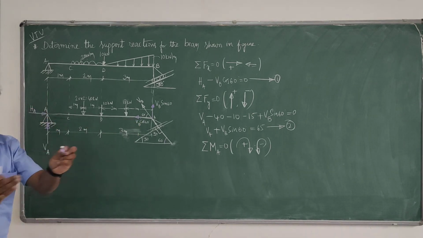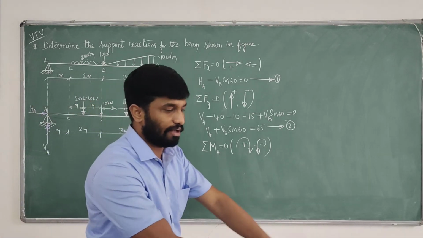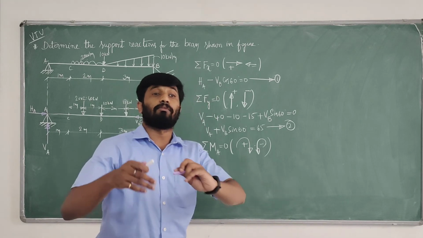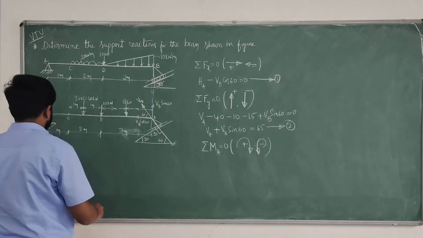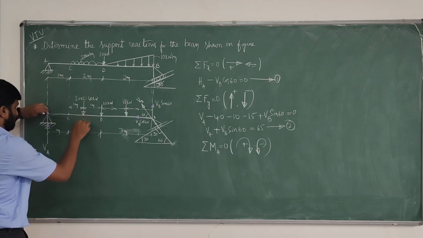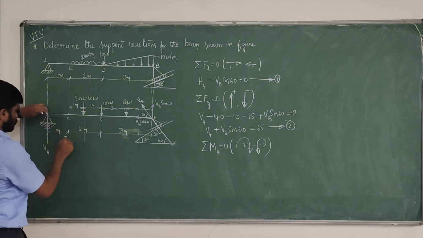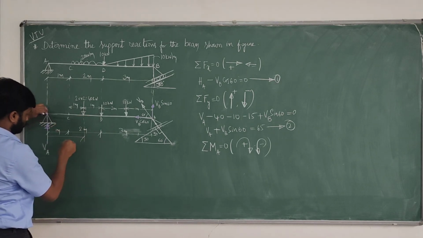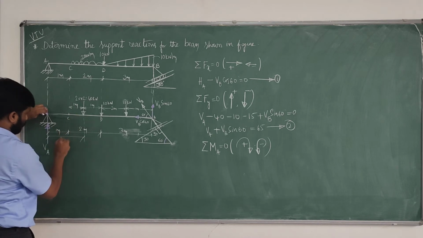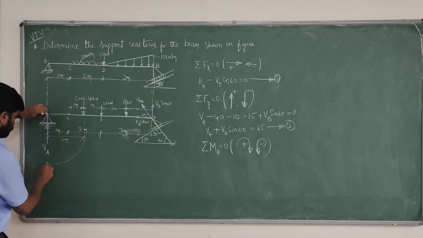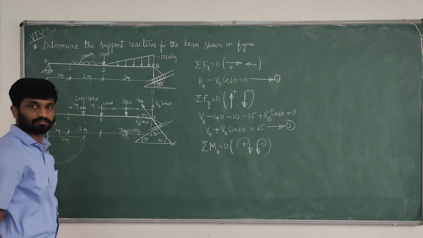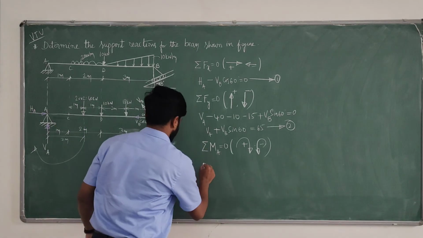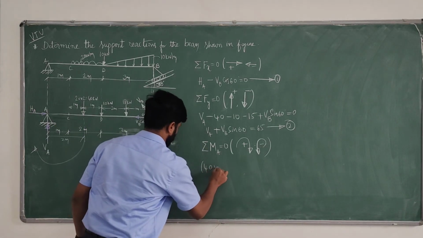With respect to this point, this HA, this VA and this VB cos 60 move in the same line. They will meet at a single point. It won't have any perpendicular distance, so the moment will be 0. But this 40 will move in this right line because of this distance, 1 plus 1, 2 meters. Take it as clockwise.